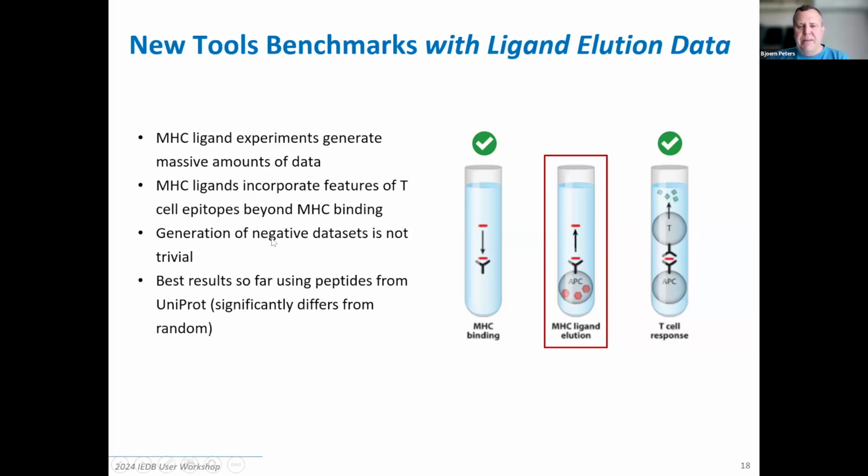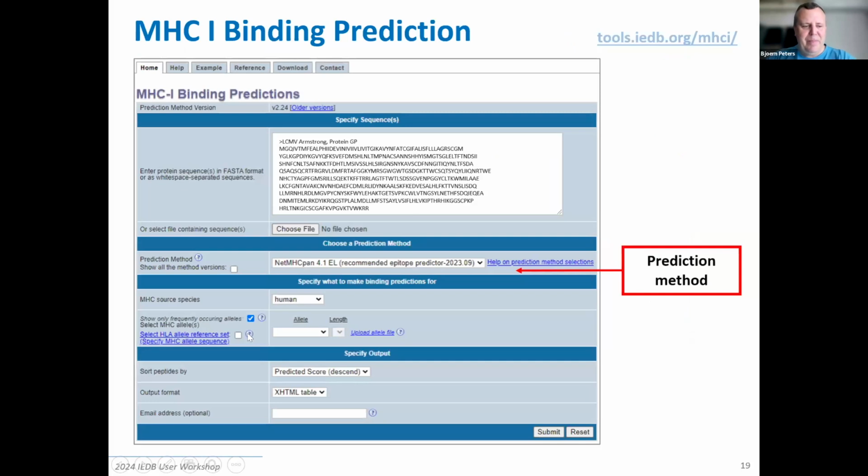One of the things that makes this different from our binding benchmarks also is that presenting a negative data set is not trivial. You're getting essentially from this type of experiment only positive examples. And so we are essentially simulating a negative data set using peptides from UniProt. And that manuscript is now on my desk, should be submitted very soon. This is again then explaining how the method is selected and how we make our recommendations.